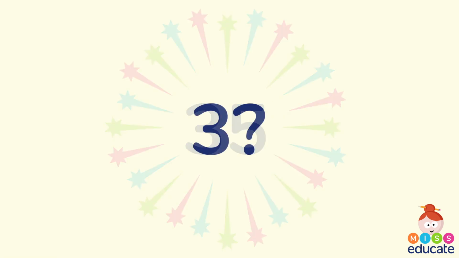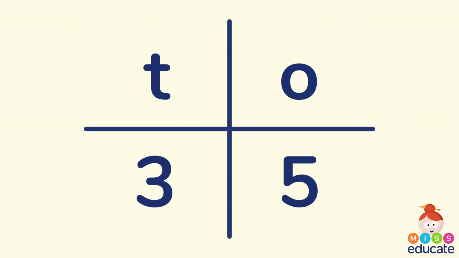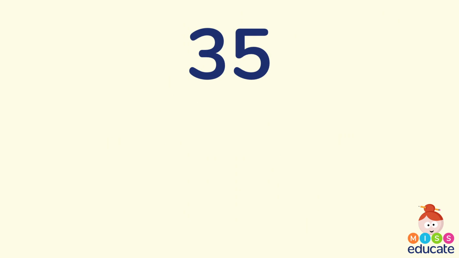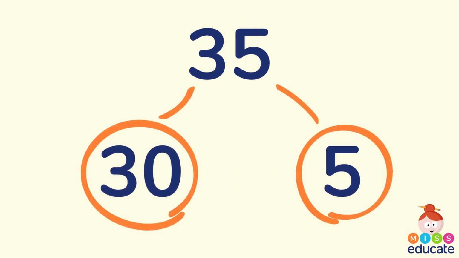Well done. What's the 3 now worth though? When it was in 53, it was just worth 3 because it was in the ones column. But now it's in the tens column. So let's look at it in the place value chart. There it is. That's right. It would be worth 30. 35 partitioned into its tens and ones is 30 and 5.